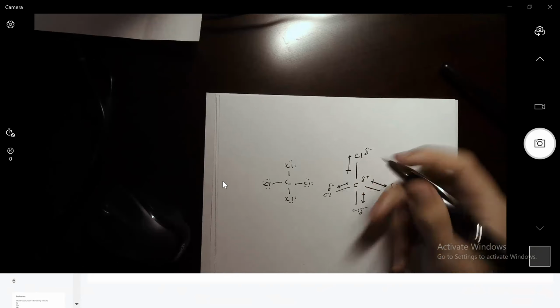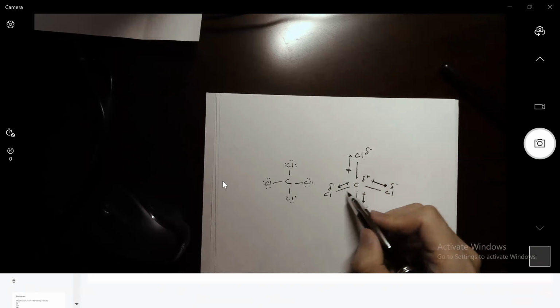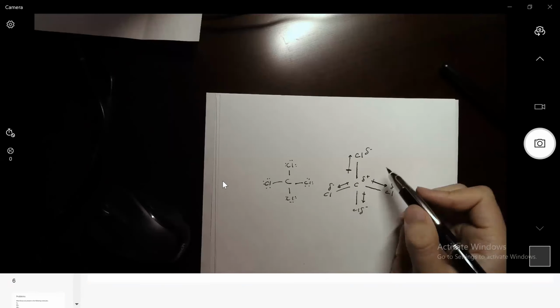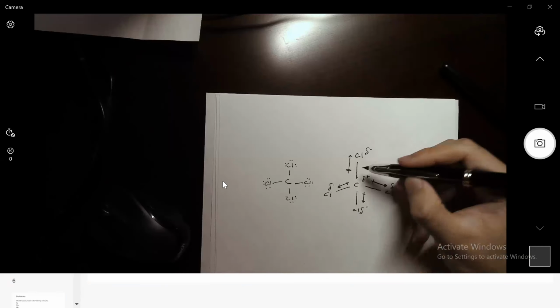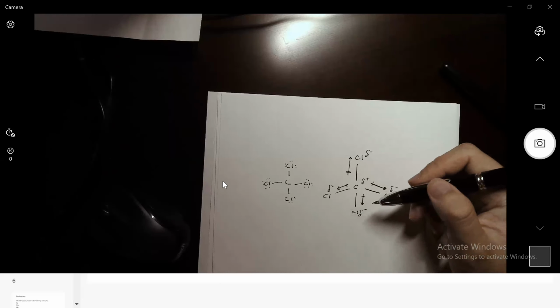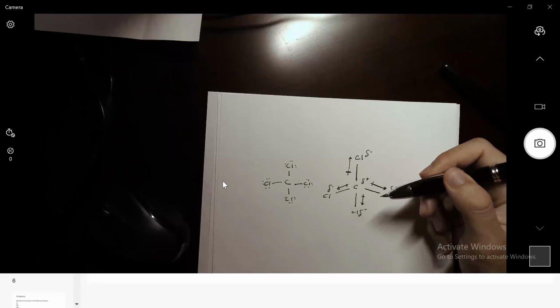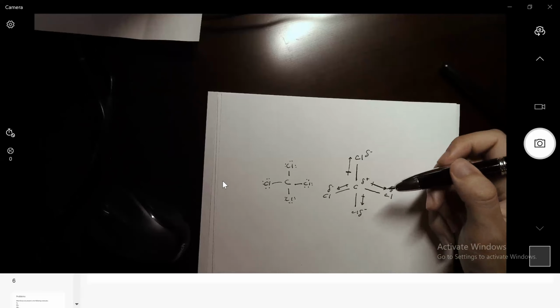Right? Okay. So as you can see, all of these individual dipoles cancel each other out because they're all facing in opposite directions. So overall, carbon tetrachloride does not have a dipole. So we don't really see significant dipole forces in carbon tetrachloride.